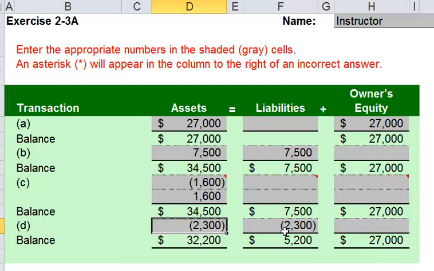And then if you pay somebody that you owe money to, you're not going to owe them the full $7,500 anymore. So we're going to decrease the amount that we owe them because we made a payment. If you owe somebody $5 and you pay them $5, you don't owe them anything anymore. So we owed $7,500, we're going to pay $2,300, so now we're going to only owe $5,200. So after this transaction, everything balances. Total assets, $32,200 equals total liabilities of $5,200 plus total owner's equity of $27,000.